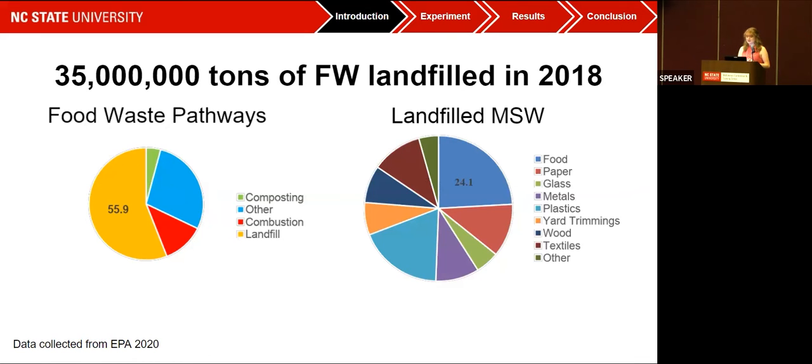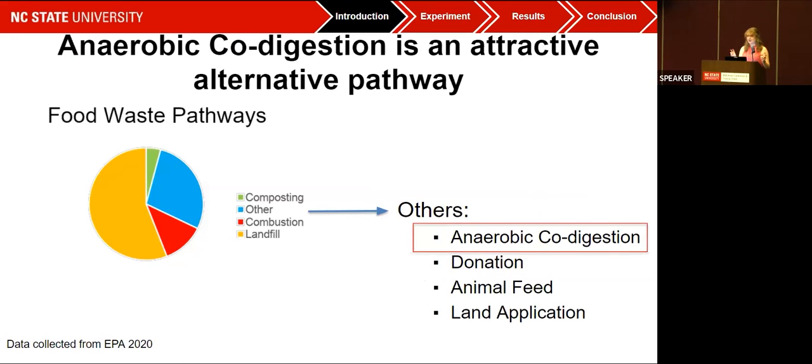So we're looking at ways that we can divert this waste from landfills and decrease greenhouse gas emissions. The way to do this is by zooming in on the other category of this chart that EPA puts together. These other categories include donation, animal feed, but the category we're focusing on optimizing is anaerobic co-digestion. That's what my project is dedicated towards, how we increase the amount going to anaerobic digestion and divert from the other two more or less environmentally friendly options.